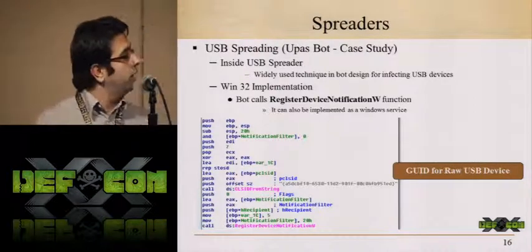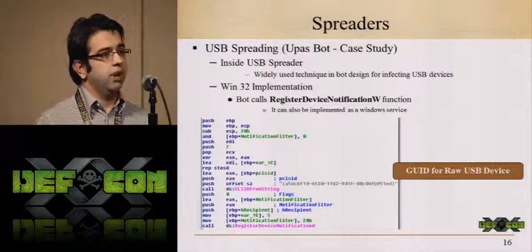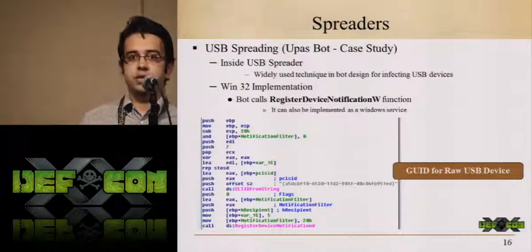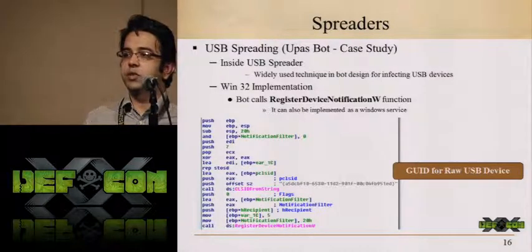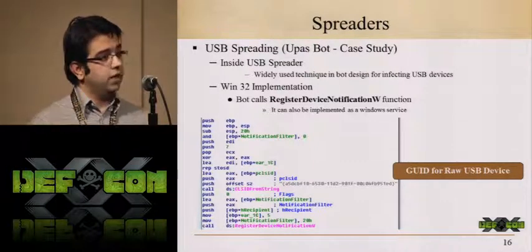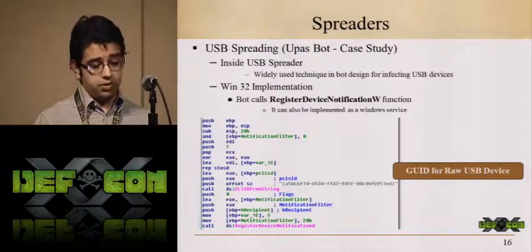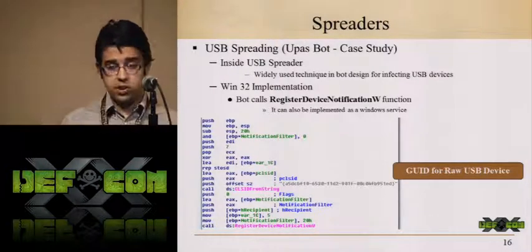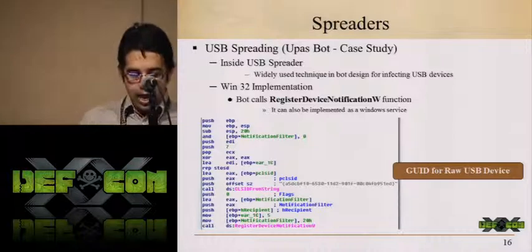On your infected system, when the bot is there, it acts as a monitoring service, which looks for what kind of USB you are going to insert in your system. Whenever any plug and play device gets inserted, it calls the RegisterDeviceNotificationW function, which is a Windows built-in API. And that works pretty fine.